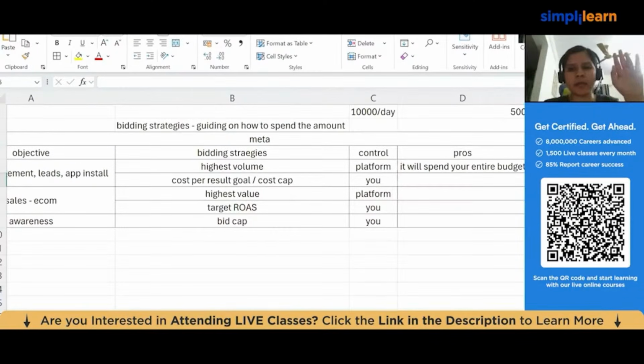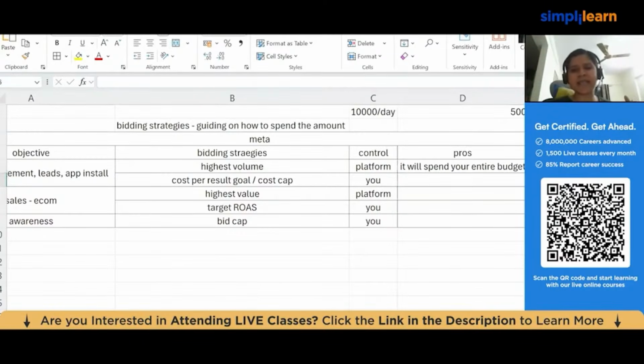So what Meta will do, let's say my competitor is bidding 10 rupees, Meta will bid higher than that because Meta wants to win the auction somehow. There will be times when the competitor would be bidding very high, Meta will bid much higher than them, and it will give you that lead. But the problem would be the cost per lead might go to a very high range. I hope you are able to understand. Because you have said my bidding strategy is highest volume, I want as many leads as possible, I don't care what my cost per lead is. So probably Meta will spend your entire 10,000 rupees and just give you one lead because at that time the auction was so expensive.